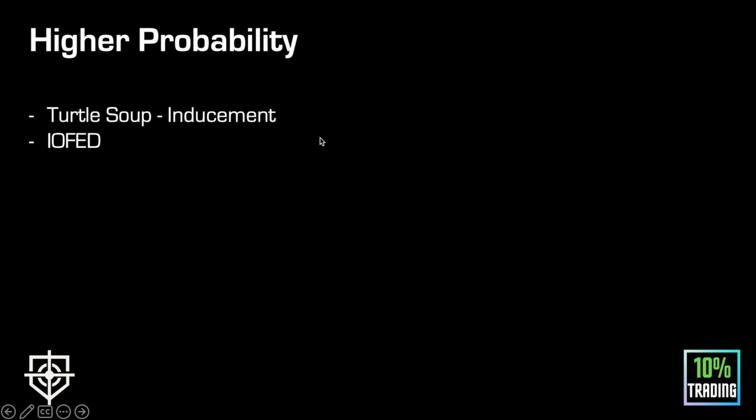Now, I've taught you guys both these concepts, Total Soup and IOFED. Total Soup is engineering liquidity into an array. IOFED is engineering liquidity into an imbalance in line with bias. I've got this interesting word here, inducement. What is inducement? Just think about the term to induce. The way I like to think of it at least, we're inducing retail. Not us specifically, but the algorithm is.